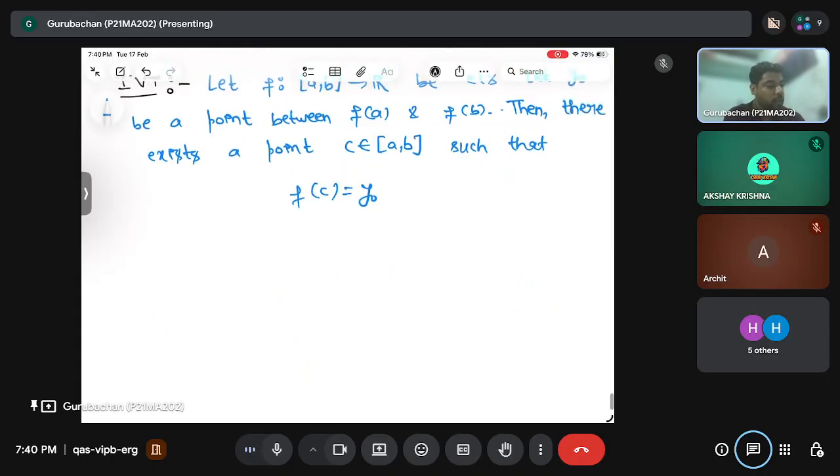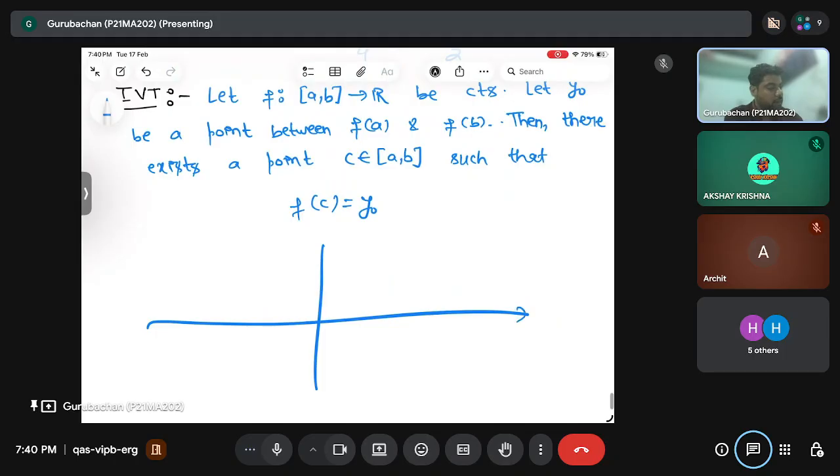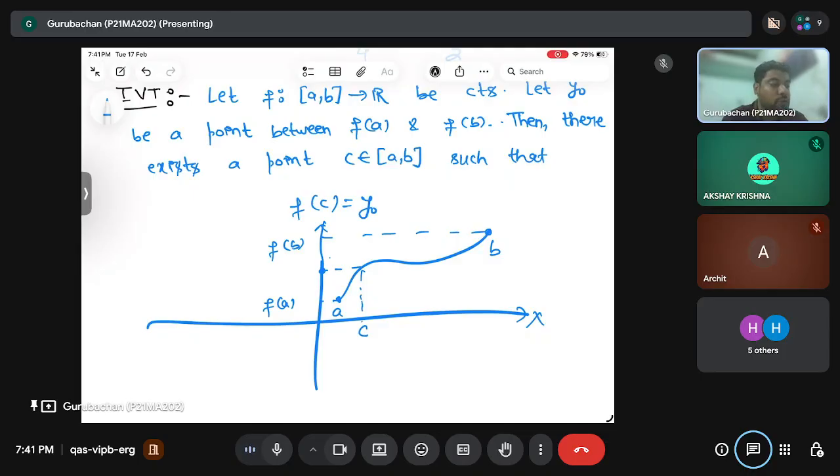So I am saying here it is a continuous function. This is A, this is B. If you take any point between f of A and f of B, then there will be a point C such that f of C equals y naught. But continuity should be there. In case of discontinuity, you cannot say that.